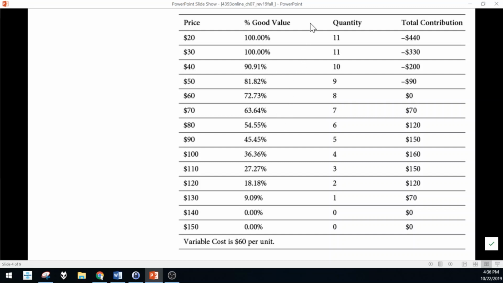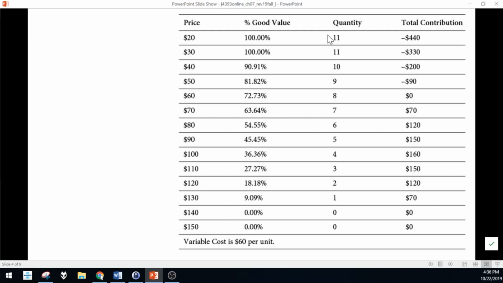So basically, at $20, 11 out of 11 consumers say it's a good value and thus are willing to pay that price. At $30, it's also 11 out of 11. At $40, it's 10 out of 11. At $50, it's 9 out of 11. And on and on you go down. Okay. If you know the variable cost per unit, and hopefully you will, this can help you determine what your total contribution will be at different pricing levels.